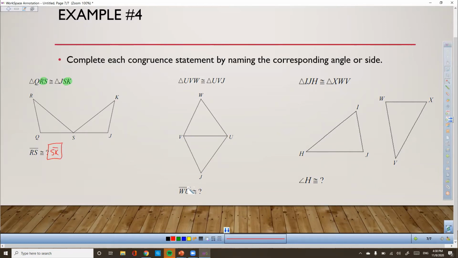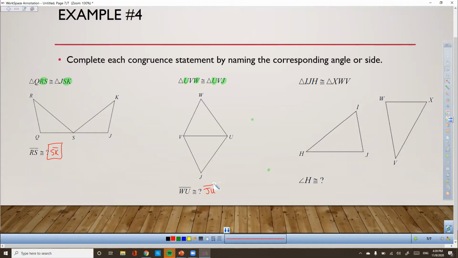And the second one here, side WU, well, let's see, that one's going to be congruent to what side? Side JU. And that's, again, just by simply knowing my congruency statement, I can already know which sides and what angles are going to be congruent to each other. Same thing with this last one here.